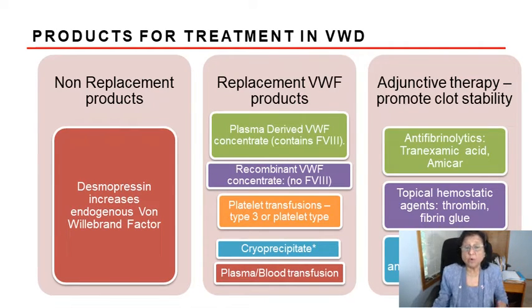Now, you all know about adjunctive therapy that promotes clot stability, and these include antifibrinolytics and topical hemostatic agents. And I wish I could remove my picture from there. And that includes hormonal and anti-angiogenic factors. So something is missing here. And what is missing? Well, we hear about the non-factor products in hemophilia. Is there a role for non-factor products?